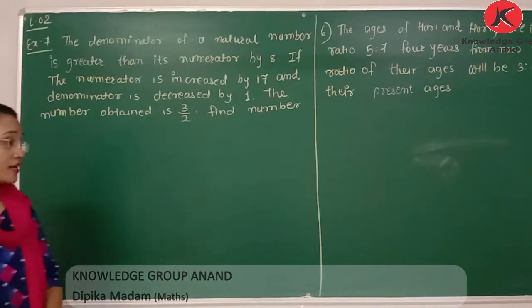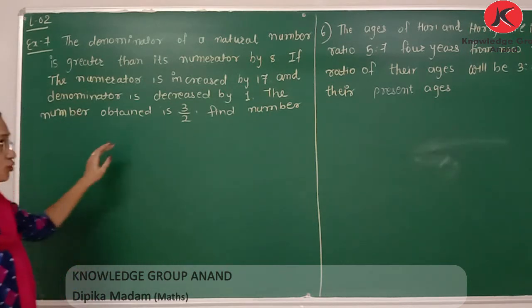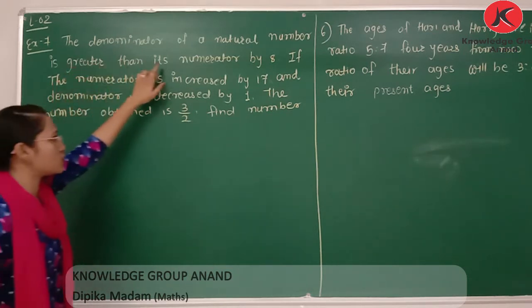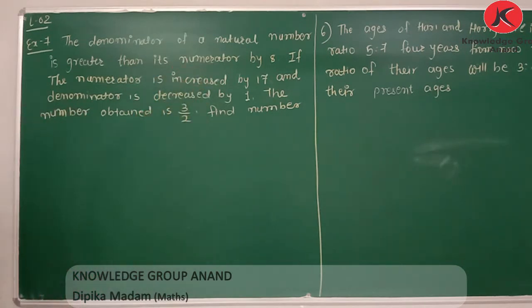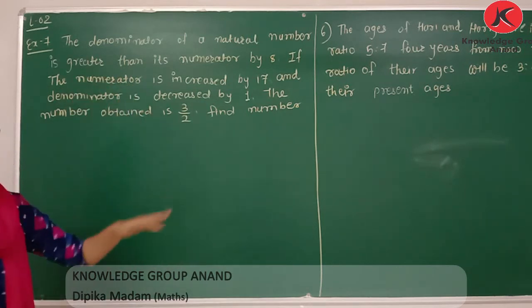Continue our example. Here we will solve example 7 first and then example 6. So what is example 7? The denominator of a natural number is greater than its numerator by 8. What is the statement? In a numerator and denominator, the denominator is greater by 8.